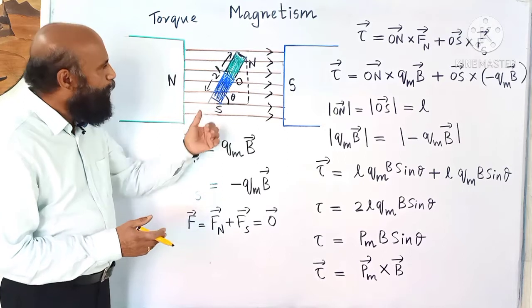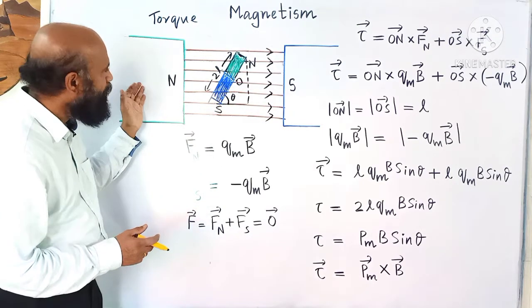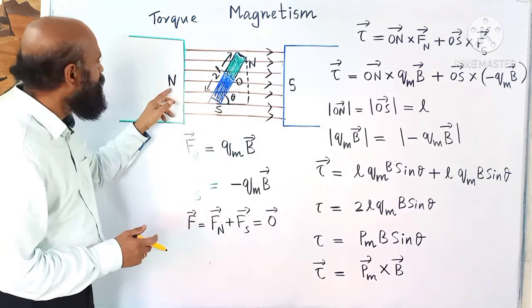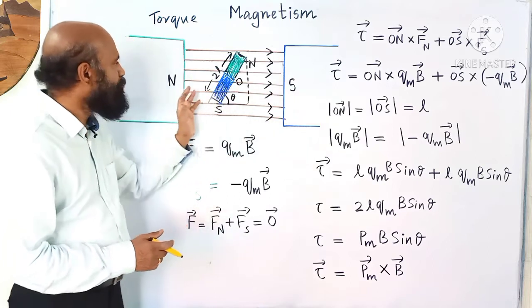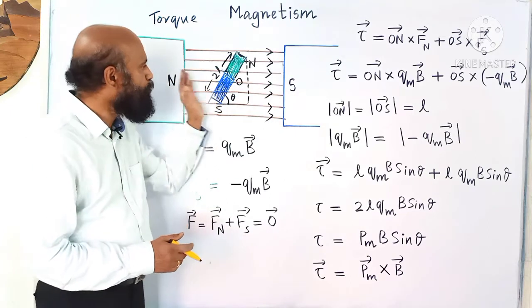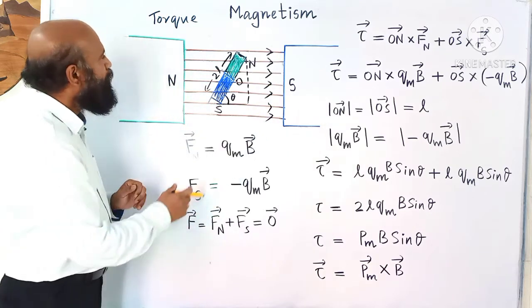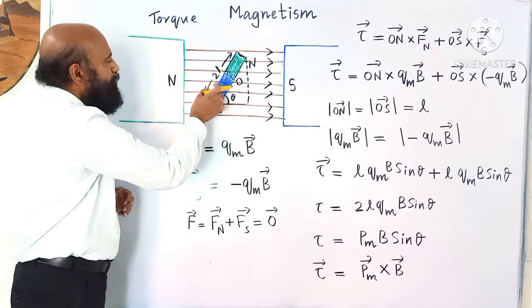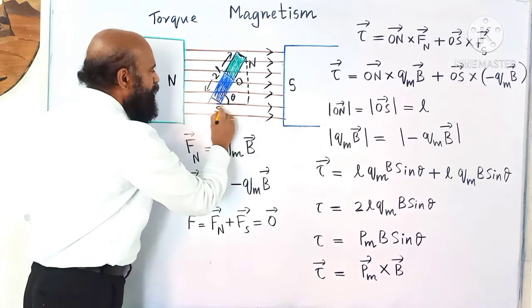Let us see what will happen if a bar magnet is kept in a magnetic field. Here there is a magnet, then there is a magnetic field. The magnetic field is from north pole to south pole, as shown by this arrow. Here a bar magnet is kept at an angle theta with the field. So this is the direction of the field.